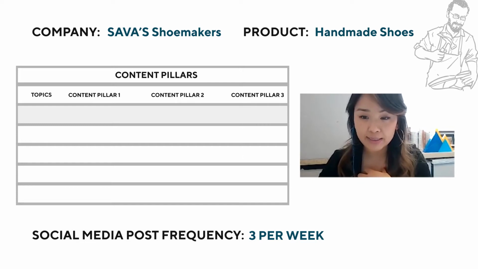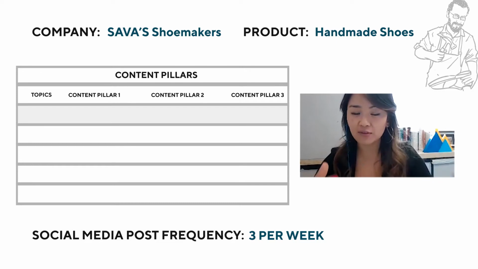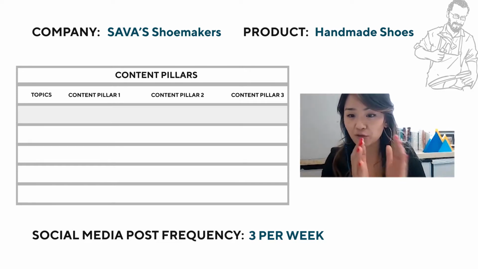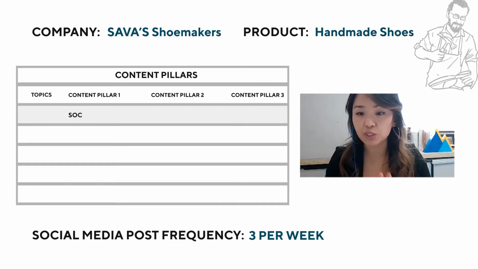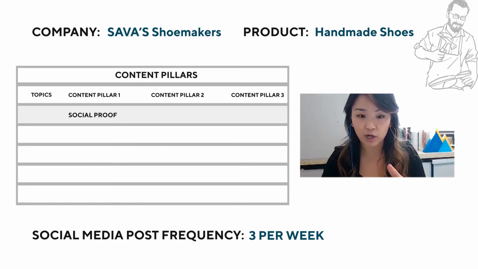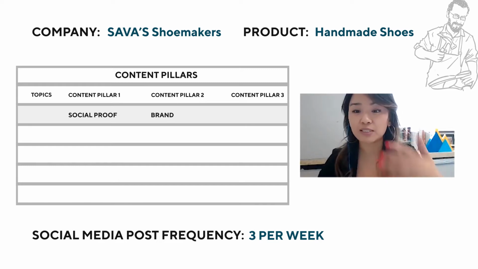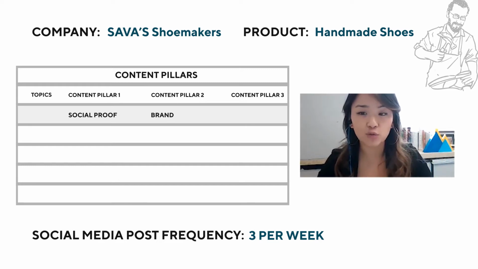So in my case, imagining myself as Sava Shoemakers, my first content pillar is going to be social proof. So that's a category of content that I decided to pick. The second thing I have is brand. So anything brand specific, like our values, our mission, what we actually care about, our process, and how we actually run our business. All that stuff's going to go under brand.